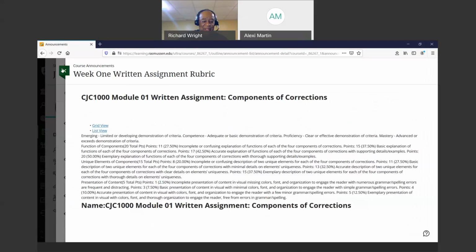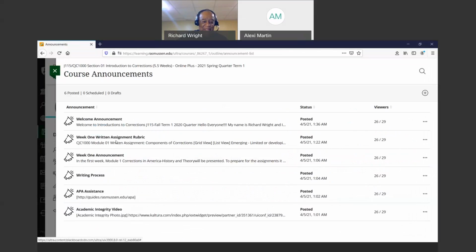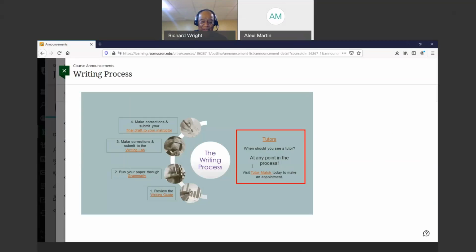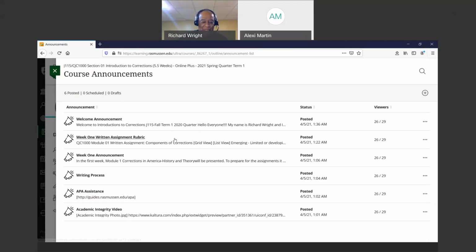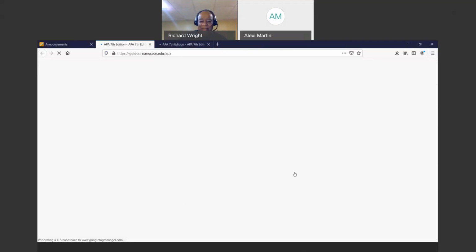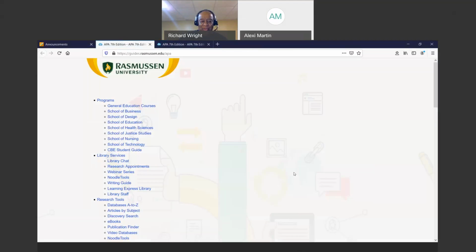Okay, let's go back. Before we do the week 1 announcement, there's the writing process, which I have for you to help you out. It tells you the steps in the writing process, which you also can get under resources. APA gives guides, but if you click on this, it tells you what you need to know. There it is right there. Click on that, and it's going to open up.